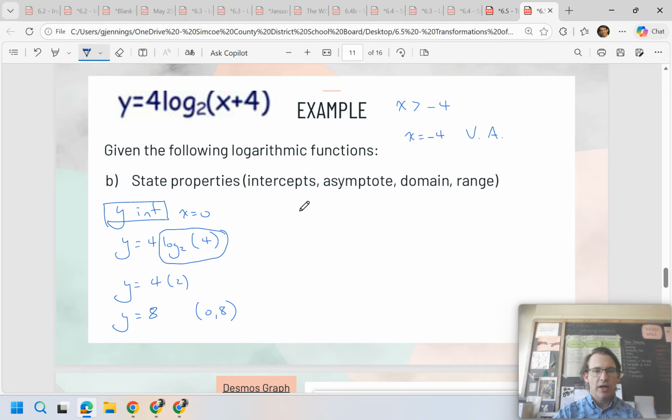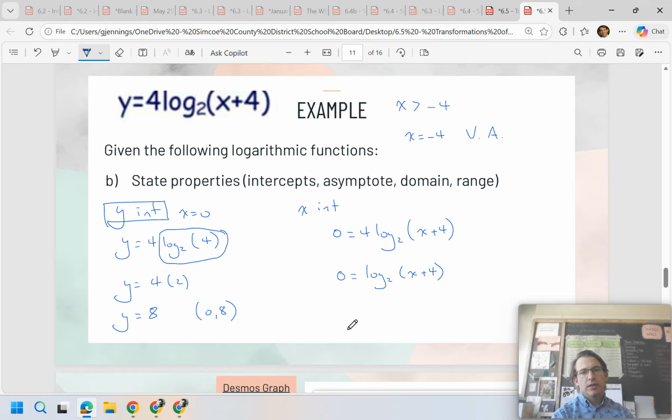Now, to find the x-intercept, we set the whole thing equal to 0. So 0 equals 4 log base 2 of x plus 4. All right. Dividing both sides by 4 gives us 0 equals log base 2 of x plus 4. Okay. So now what? How are we going to make progress here?